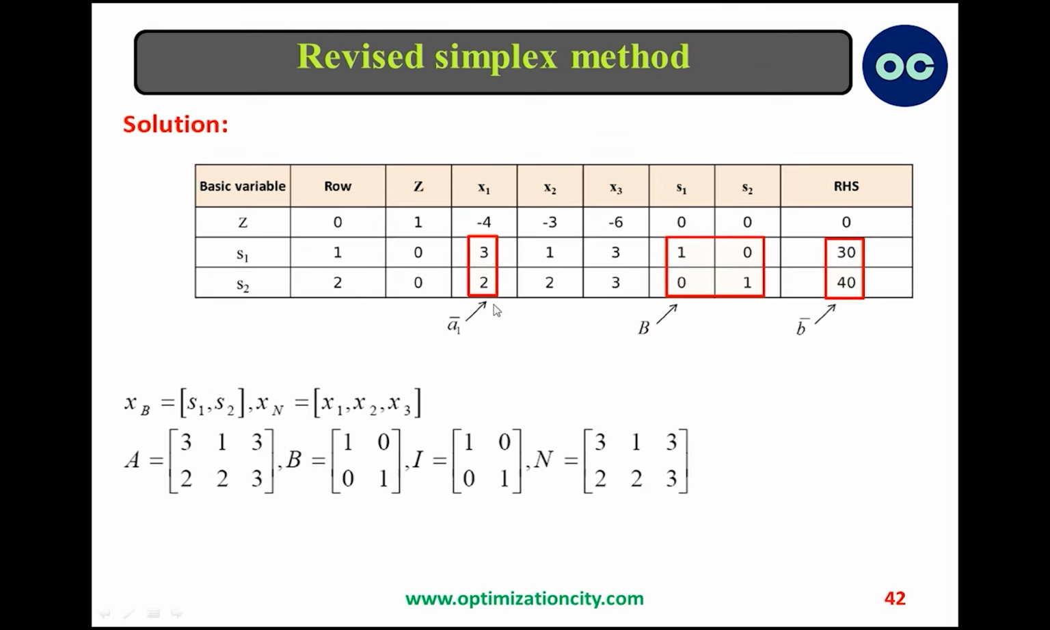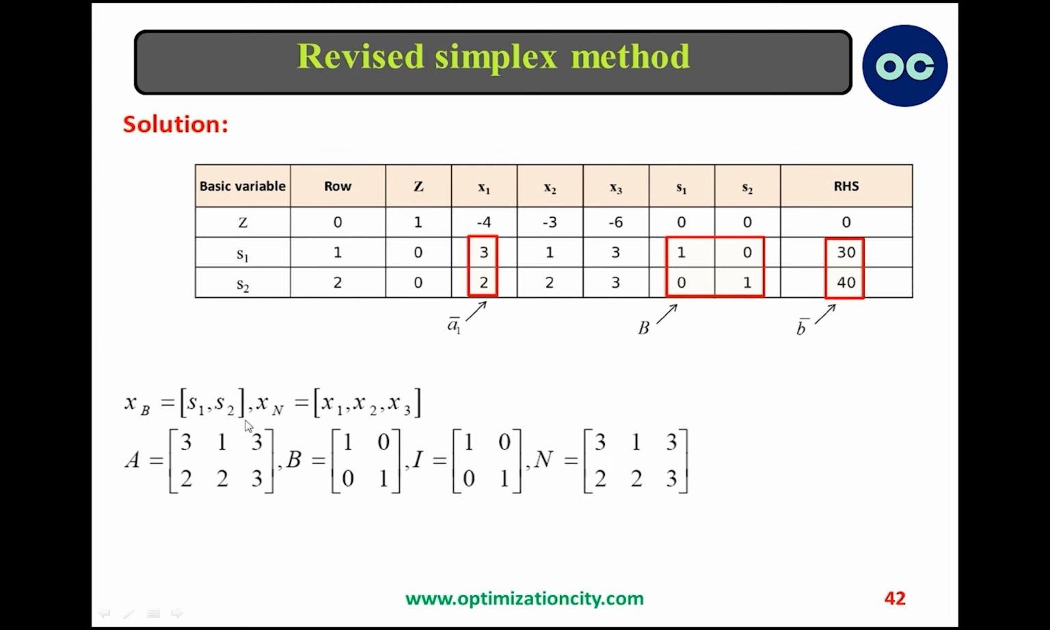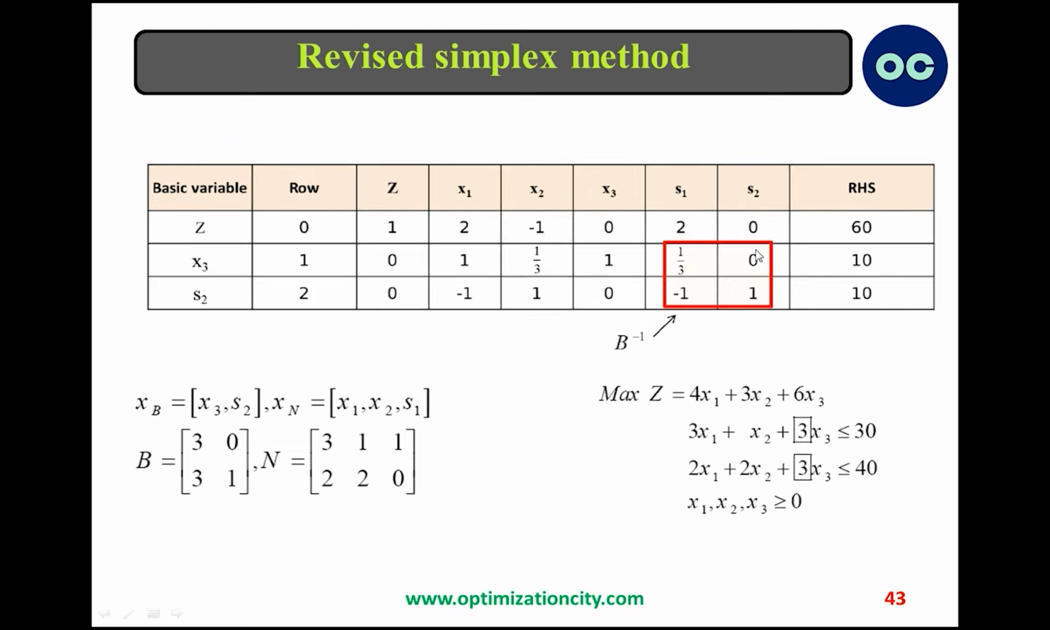So let's go to the first table. This is x3, with 3 and 3. This is the coefficient of x3 in the first and second constraints. And s2 is the coefficient of s2 in the first table, so we can see the 0 and 1 here. Okay, and N is the column of coefficients of the non-basic variables. And this is the B inverse, the inverse of the B matrix.